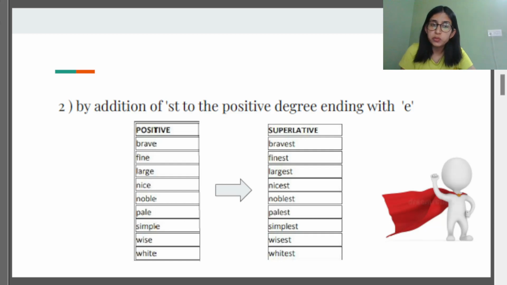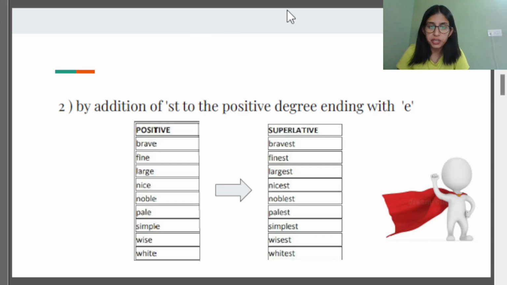So we are comparing more than two things. Just like I have different white t-shirts, but this one is the whitest of them all, right? So I have made the comparison between all the white t-shirts that I have, and I have chosen one t-shirt that is the whitest of them all. This t-shirt is the whitest of them all, and I have used the article "the" before that, superlative degree basically.